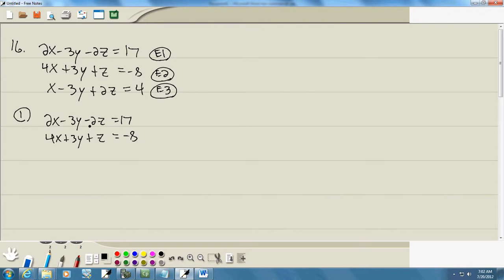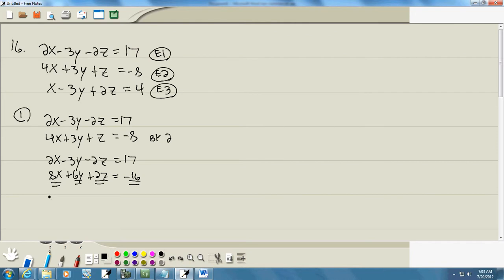Well, in order to eliminate the z's, these have to be additive inverses of each other. This is a negative 2z, so this would have to be a positive 2z. So you think, what do you multiply times this to get a positive 2z? That would be multiplying it by 2. So we have to multiply that entire equation by 2. The first equation remains as is: 2x minus 3y minus 2z is equal to 17. 2 times 4x is 8x, 2 times 3y is 6y, 2 times z is 2z, and 2 times negative 8 is negative 16. And we're going to add these together, and that's how we eliminate the z's.